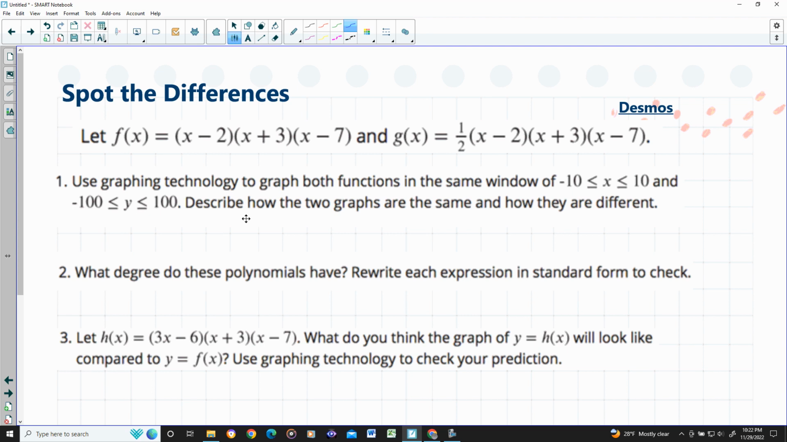Okay, so both polynomials are going to have degree 3, and that's pretty clear because when you distribute it out, you're going to end up with an x to the third term on both sides. Remember, to rewrite this in standard form, you pick two factors, multiply them, get that result, and then multiply it by the third.